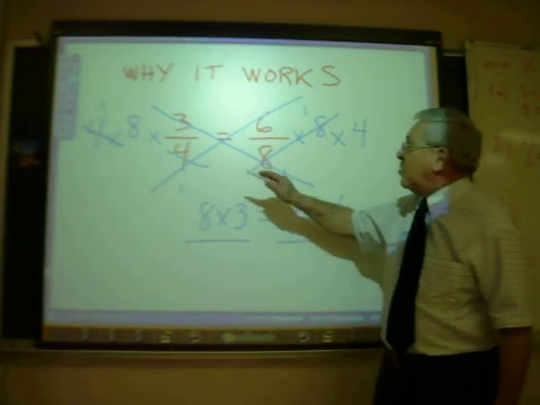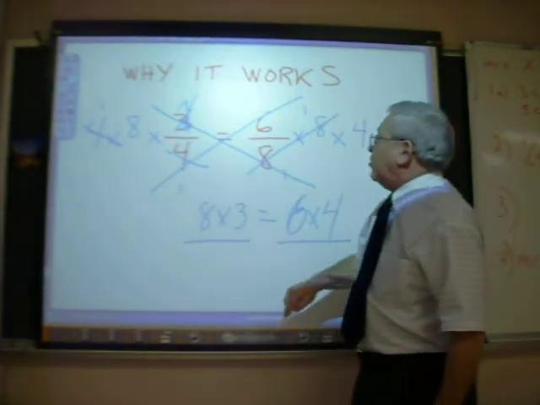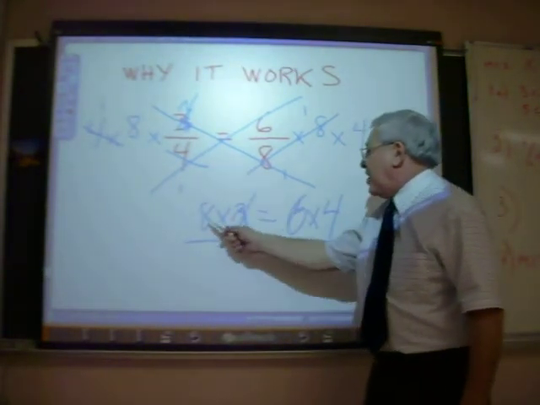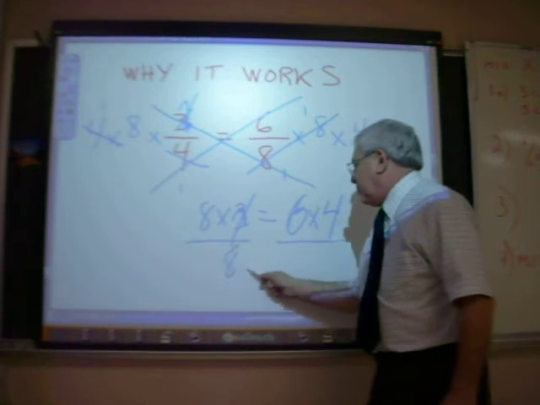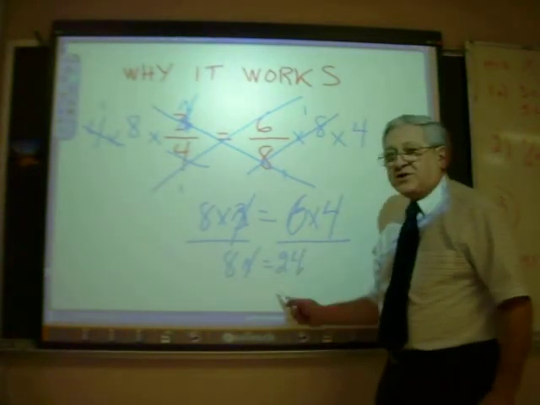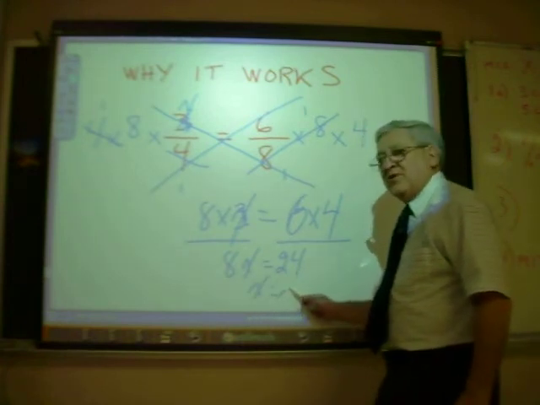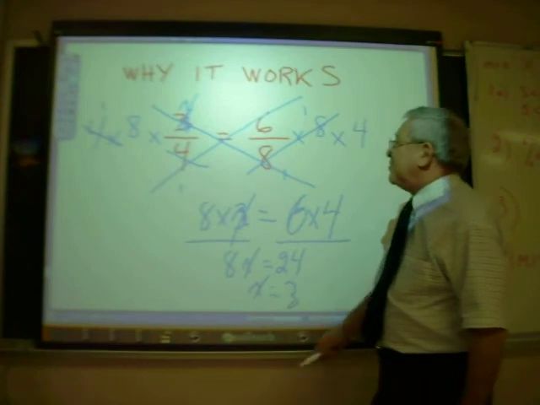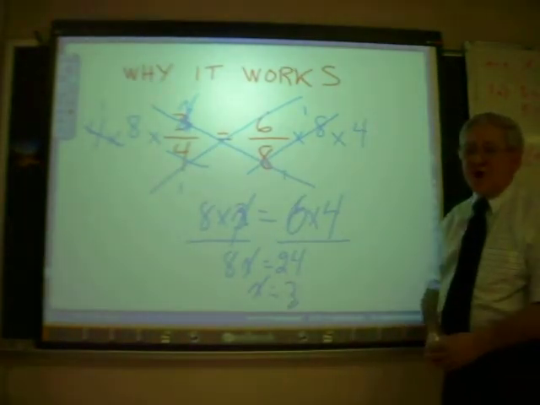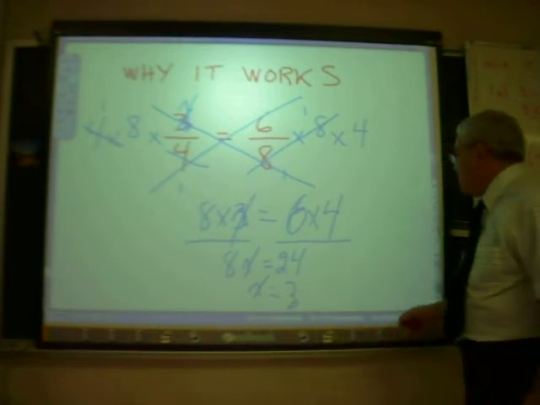So if the missing number were here, if this were x, well, what would I have? It would be an x here. So 8 times x would equal 6 times 4. I'd divide each side by 8, and I'd have x is, hope it's 3. 3 times 8 is 24. So it doesn't make any difference where the x is. If you cross multiply, you can solve it in one step after you cross multiply.